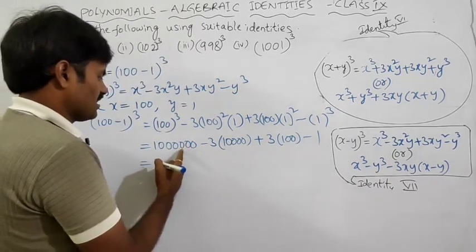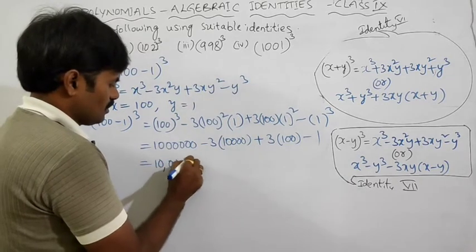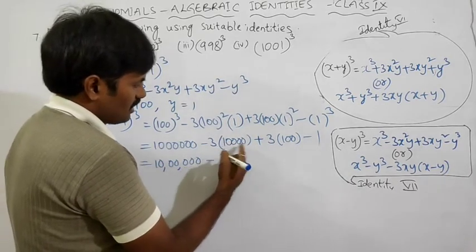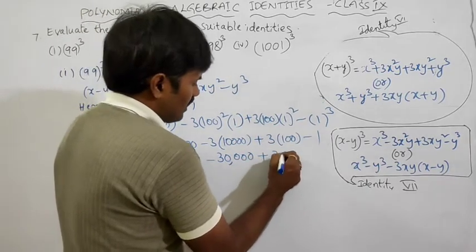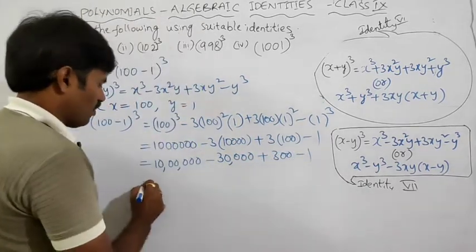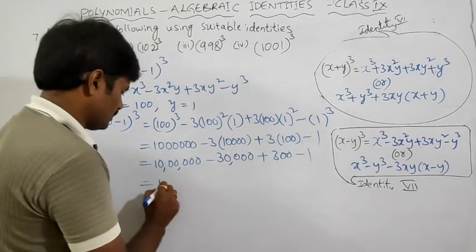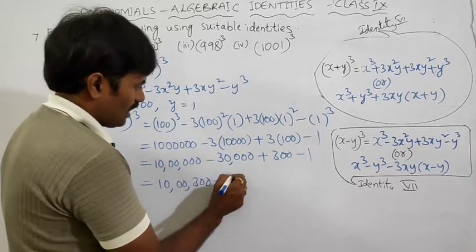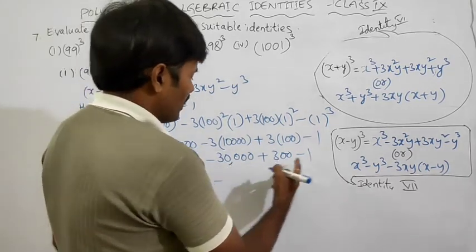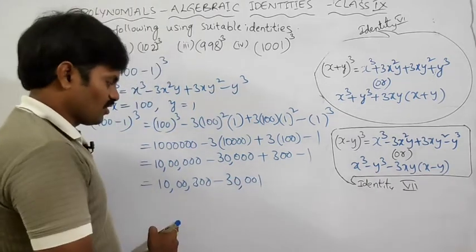Now it is ones, tens, hundreds, thousands, 10,000, lakh, 10 lakhs. So 10 lakhs minus 10,000. 3 into 10,000 is 30,000. Plus 3 into 100, 300, minus 1. Now add all the positive numbers: 10 lakhs 300. Then 10 lakhs 300 minus 30,000 minus 1. So minus 30,001. Now we have to find the difference.